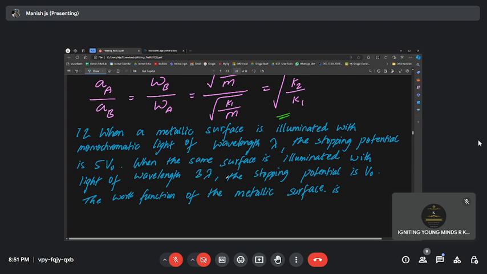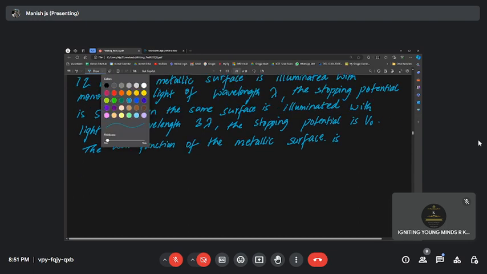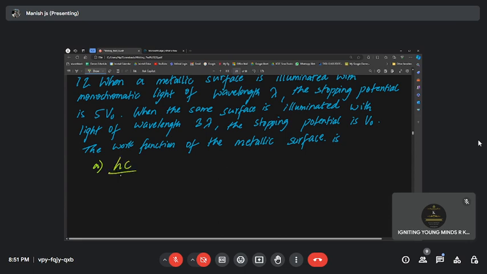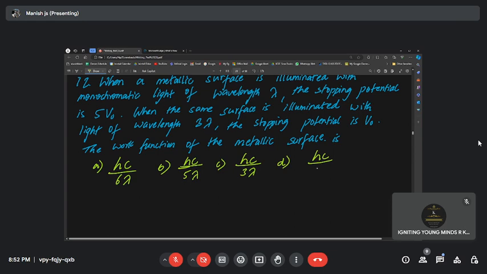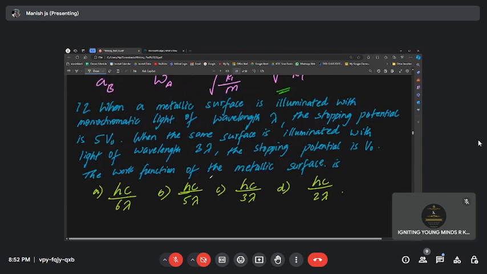Let's look at the options. Here are the options. Option A, Hc upon 6 lambda. Option B, Hc upon 5 lambda. Option C, Hc upon 3 lambda. And option D, Hc upon 2 lambda. Okay, where H is Planck's constant, C is the speed of light, lambda is your wavelength.